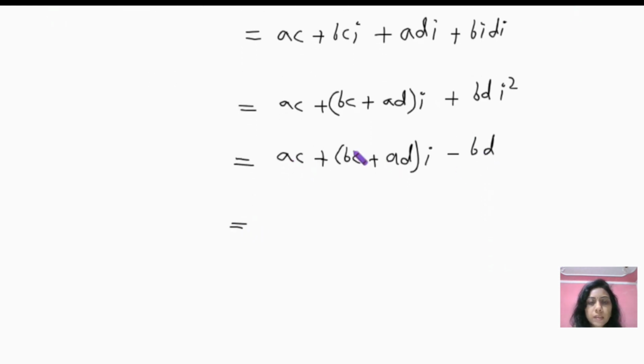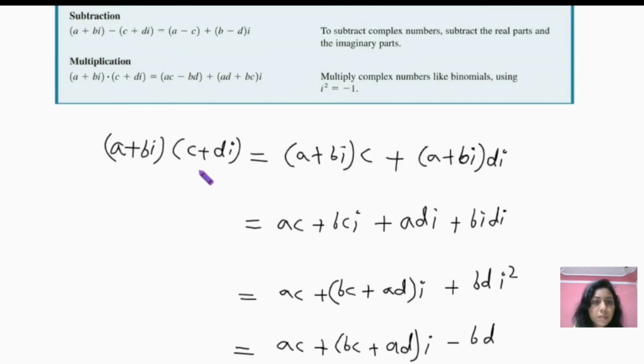This one and this one are i free, it means real part, so we can write in one parenthesis ac minus bd, this is the real part, plus this is the imaginary part, (bc plus ad)i, multiple of i. So real part is this and imaginary part is this when we multiply two complex numbers. So we get this. Okay.